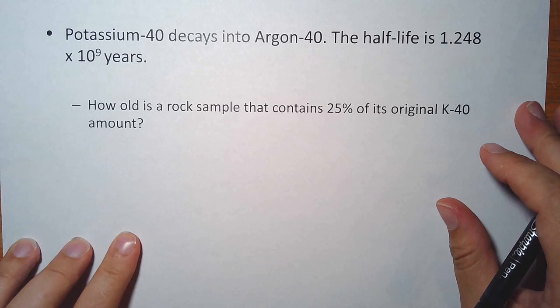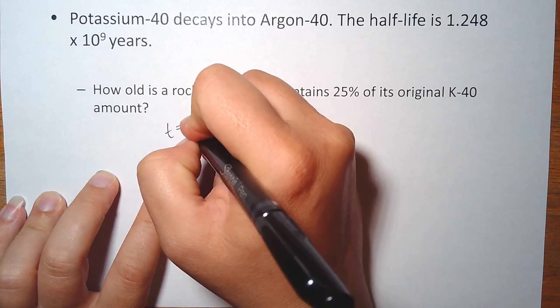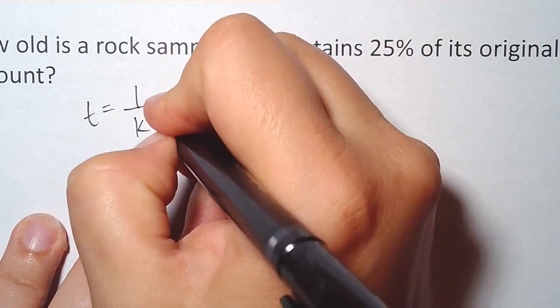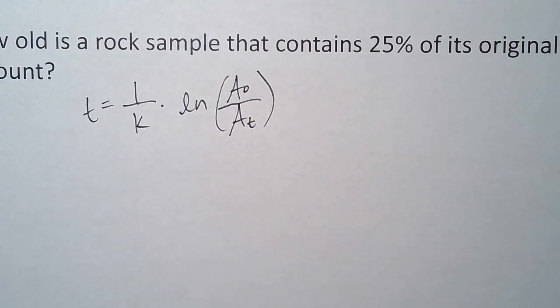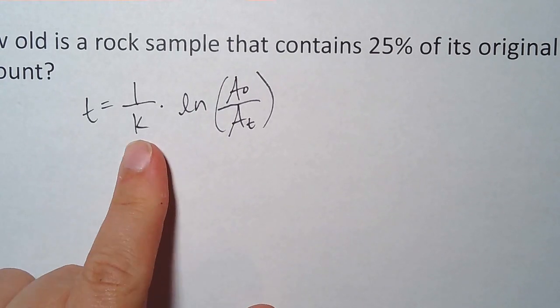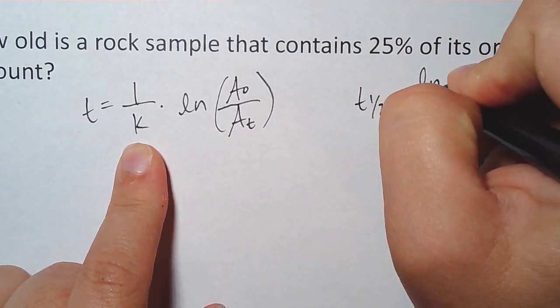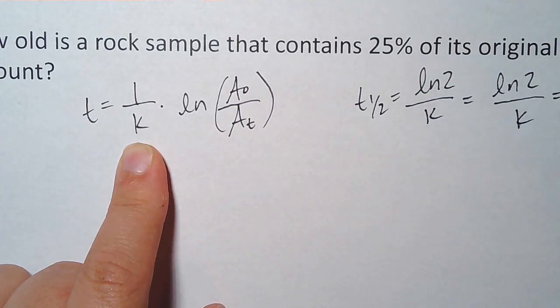Alright, so we're going to use the same equation we had before, solve for time, where we're looking at our living and dead ratios. But this time we're using percentages. So the first thing we're going to do is find our K by using our half-life information. Half-life is ln of 2 over K, which is 1.248 times 10 to the 9 years. Alright, so setting this up, we can then solve for K.